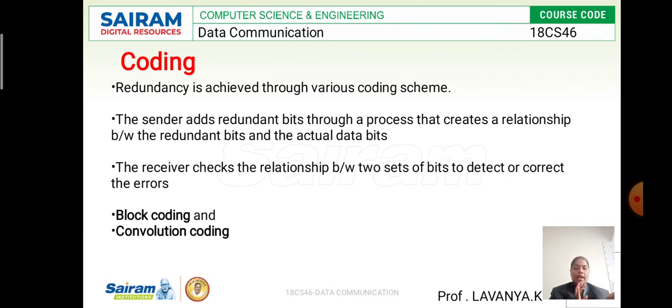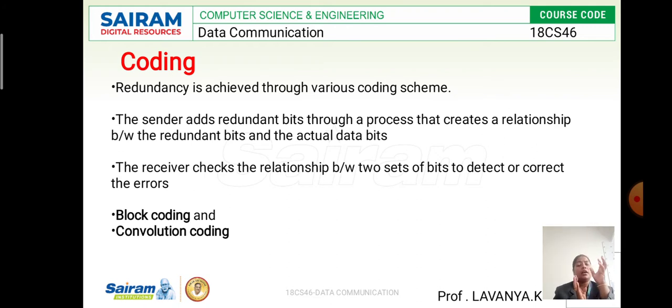Coding generally provides extra bits. The extra bits we call redundancy. The redundancy happens in the various coding schemes. Just now I told you we use two types of coding, block coding and convolution coding. Coding means that the sender adds extra bits at the sender side.